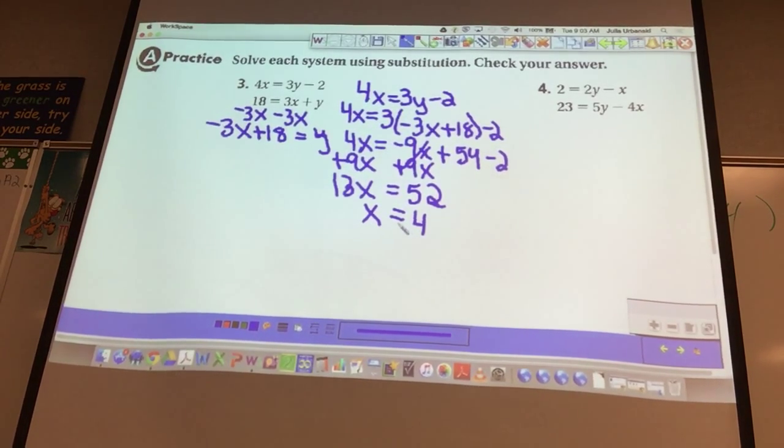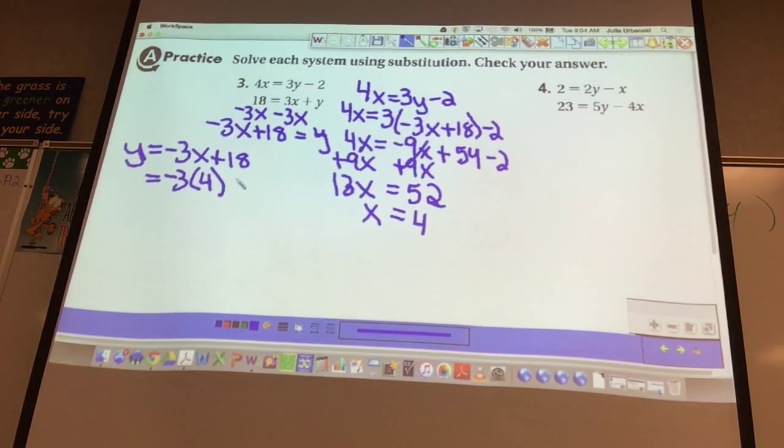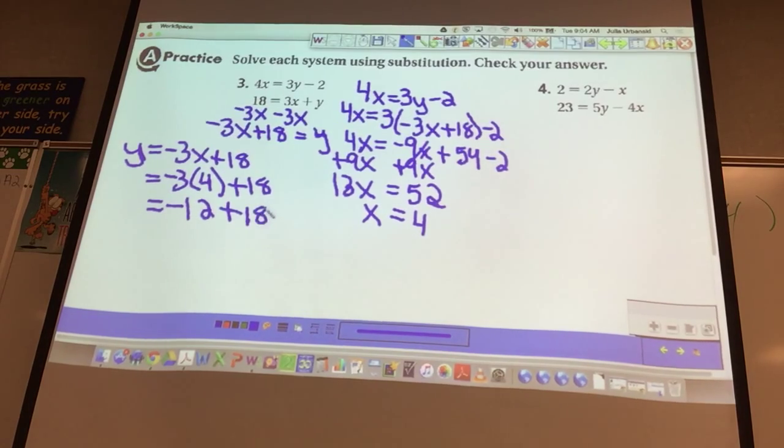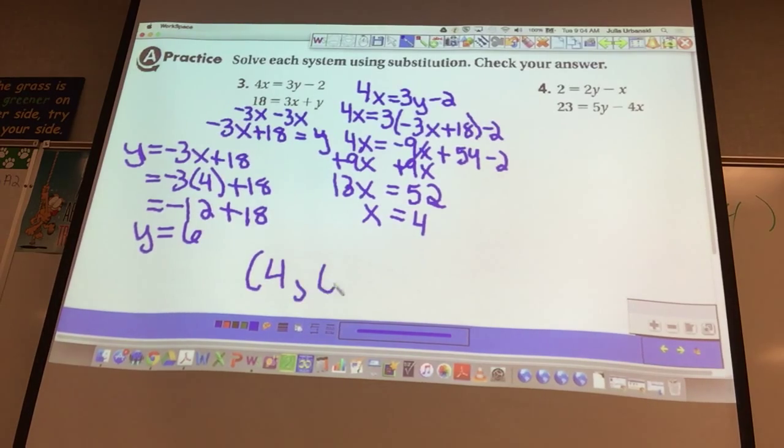How are we going to find y? Good. And let's do it in this one because that says y equals, it's already kind of easy. So y equals negative 3x plus 18. Well, that's negative 3 times 4 plus 18 because x is 4. So it's negative 12 plus 18 and we get 6. Our answer is (4, 6). The 4 goes first because that's the x value.